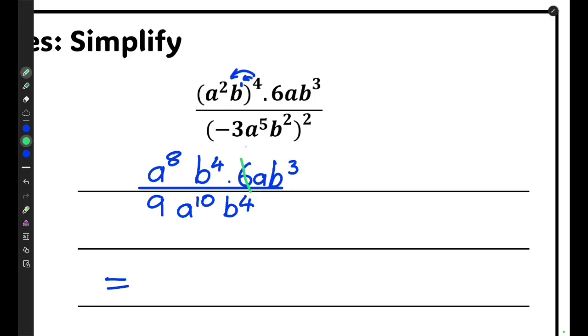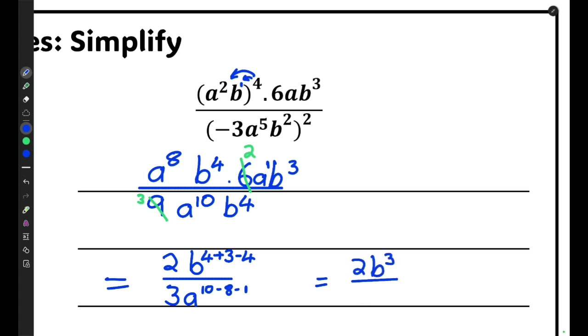There's a 6. I know 3 can go into there twice, and 3 can go into there 3 times. So I'm going to simplify this and say this would just be 2 over 3. Now I can look at the a's and the b's. So there's an a to the power 10 at the bottom. That's definitely bigger than the a to the power 9 at the top. So I'm going to write this as a to the power 10 minus the 8 minus the 1. Okay, law 2. I write one base, and then I subtract the exponents. With the b's, there are 4 plus 3, so there's 7 at the top and 4 at the bottom. So I'm going to say this is 4 plus 3 minus 4. And my final answer to this question would then be 2b to the power 3 over 3a to the power 1. Once again, I do not need to write the 1.